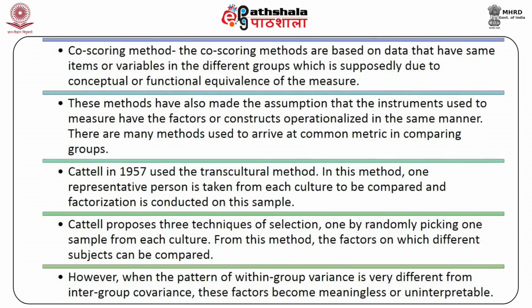Co-scoring method. The co-scoring methods are based on data that have the same items or variables in different groups, which is supposedly due to the conceptual or functional equivalence of the measure. These methods also make the assumption that the instruments used to measure have the factors or constructs operationalized in the same manner. There are many methods used to arrive at a common metric in comparing groups. Cattell in 1957 used the transcultural method. In this method, one representative person is taken from each culture to be compared and factorization is conducted on the sample.